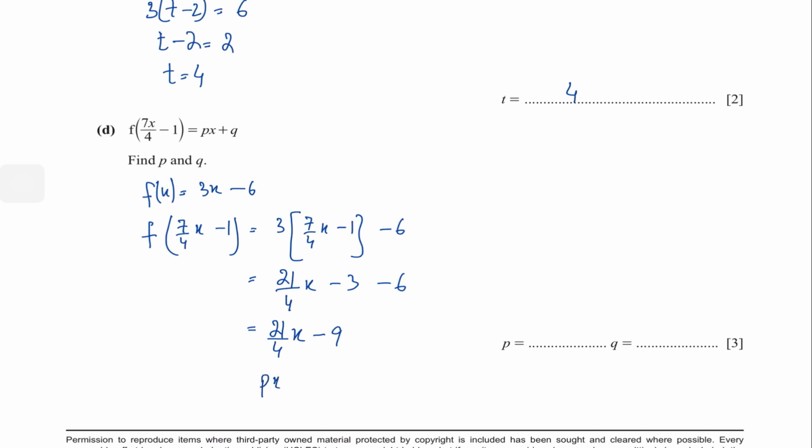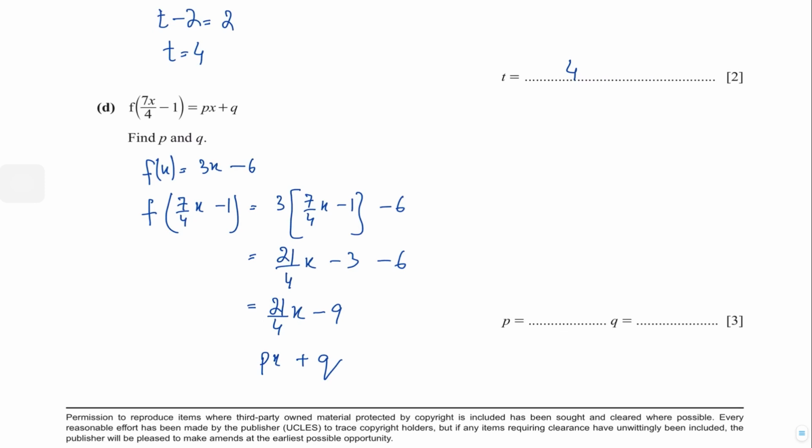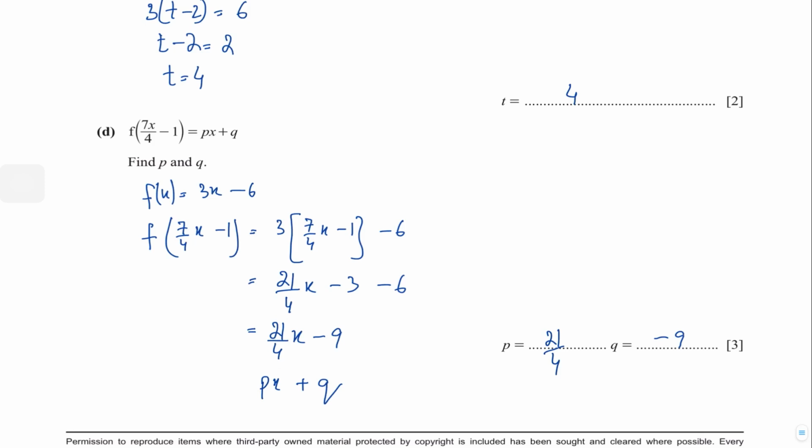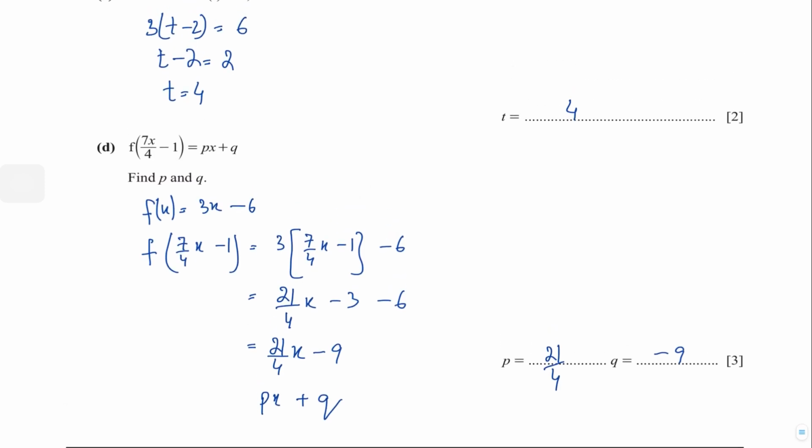So according to the question, this should be equal to px plus q. So let's see what the value of p is, and what the value of q is. If I compare, I can see that the coefficient of x is representing p, which is equal to 21 upon 4, and the constant is equal to minus 9. So here I have the values of p and q, and with this we have solved the paper of May-June 2019, paper 2, variant 2.